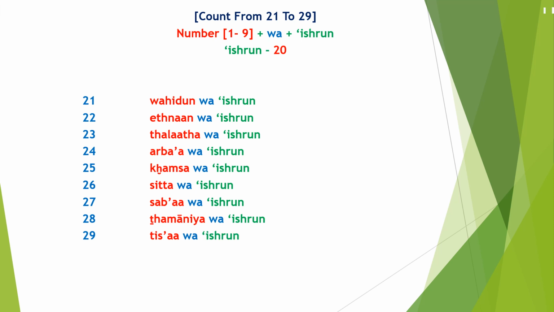Just one point to bear in mind is that you can also say, for instance, 29 تسعة وعشرين. So this is also correct in Arabic.